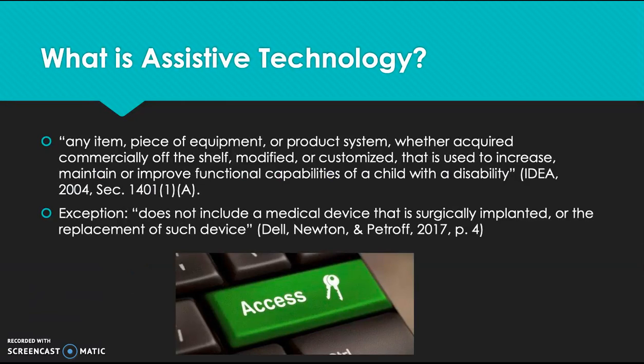Let's begin by reviewing the definition of assistive technology, just to be clear. IDEA 2004 defines an assistive technology device as any item, piece of equipment, or product system, whether acquired commercially off the shelf, modified, or customized, that is used to increase, maintain, or improve functional capabilities of a child with a disability. One exception is that assistive technology devices do not include a medical device that is surgically implanted or the replacement of such device.